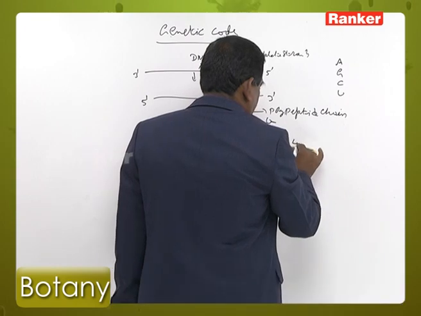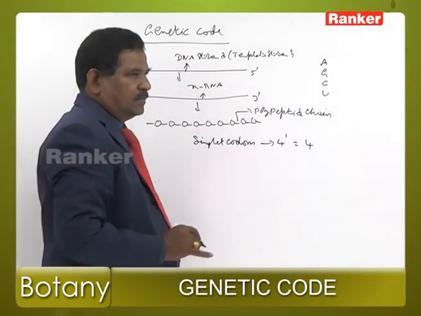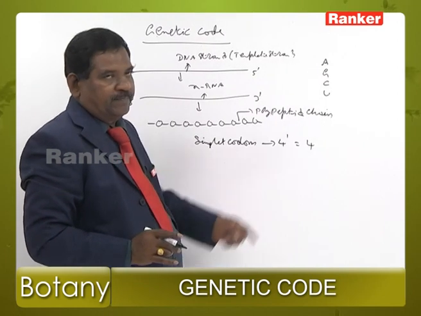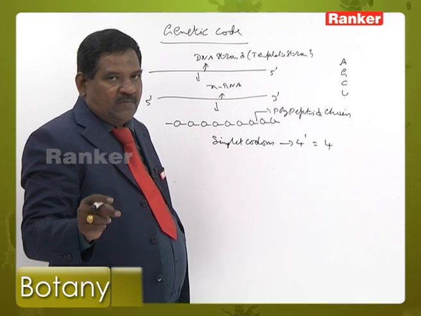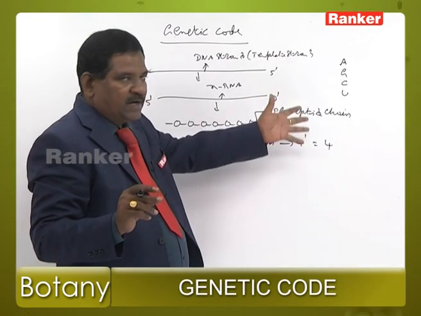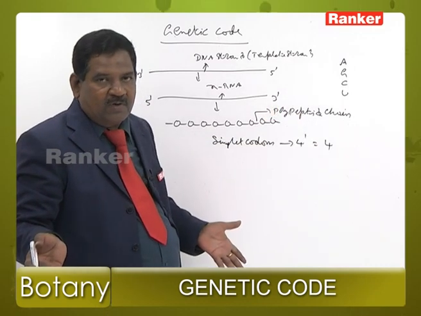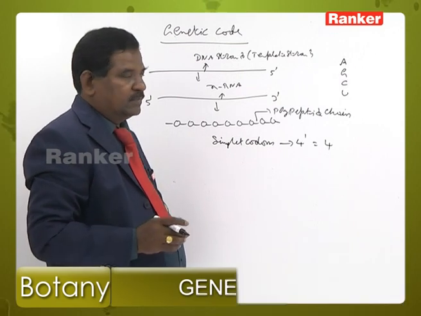That is 4 to the power of 1, that is 4. A singlet codon has only one type of nitrogen base, and there are only 4 types of nitrogen bases. So, only 4 types of codons are formed. So, total types of singlet codons is 4.